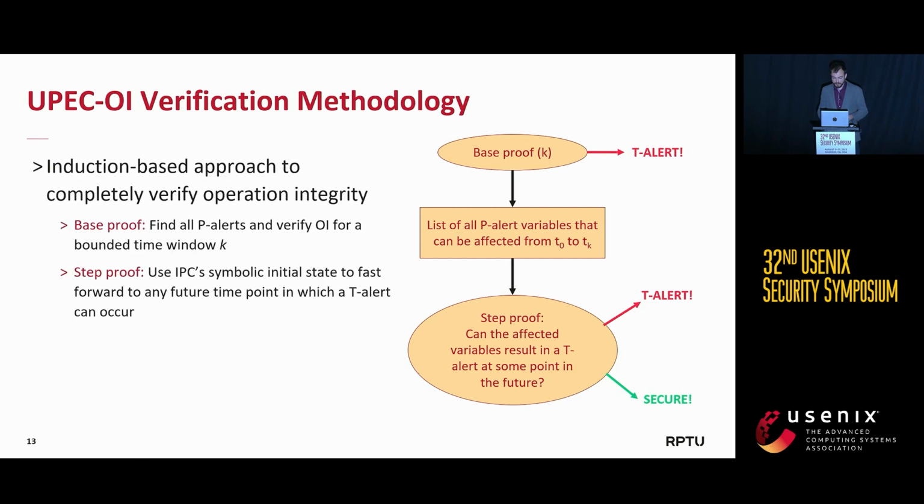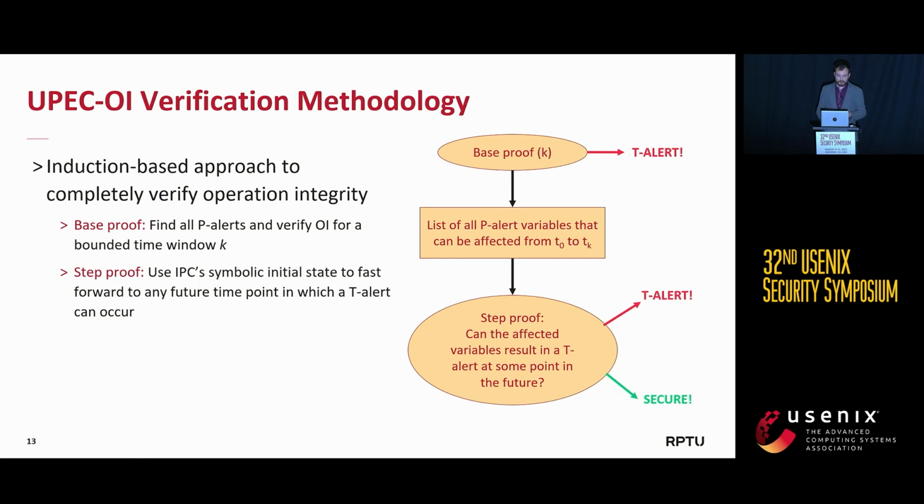So using this basic idea, we developed a verification methodology which gives global guarantees. It is induction-based, which means it consists of two primary parts. The main goal of the base proof is to verify operation integrity for a bounded time window k and to find all of these P alerts that might occur. And it finds all of them exhaustively. The step proof then uses these as assumptions and sees, thanks to the exhaustive nature of interval property checking, whether at any point in the future these could eventually evolve into T alerts.